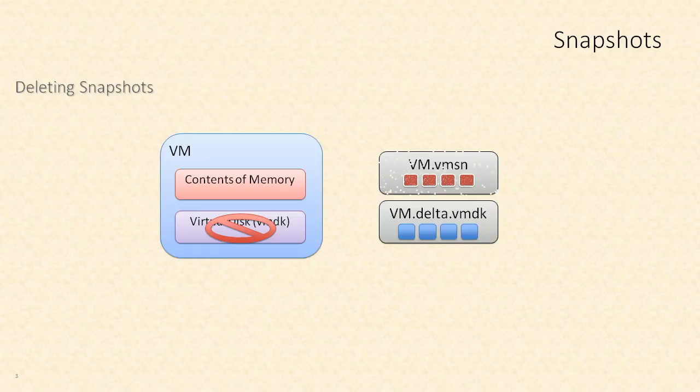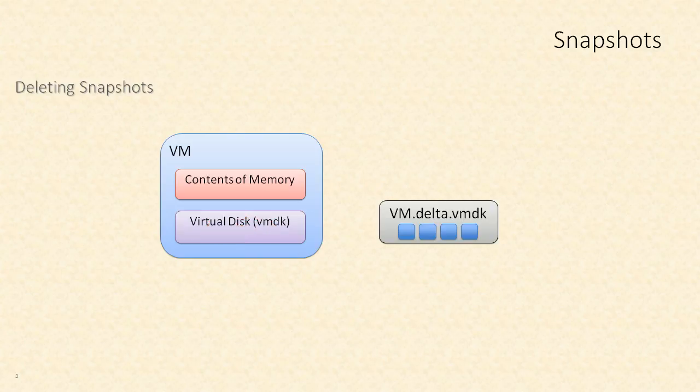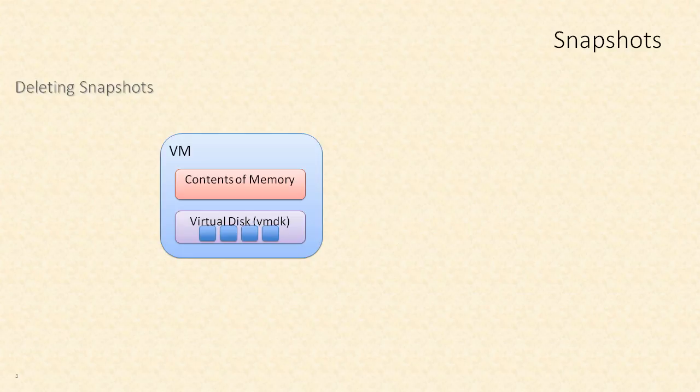So as we delete the snapshot, the VMSN file is no longer needed. Right? There's no reason to hang on to the contents of memory that were present when we took that snapshot. So the VMSN file is purged. And the original VMDK is unlocked, and now we can write to the original VMDK again. And all of the changes that have occurred since we took that snapshot need to be committed back to that original VMDK.